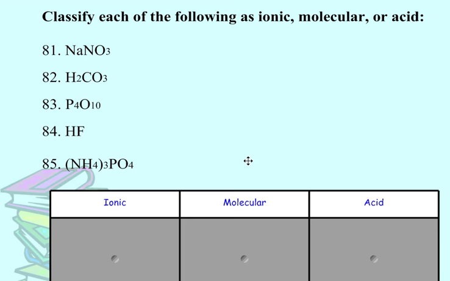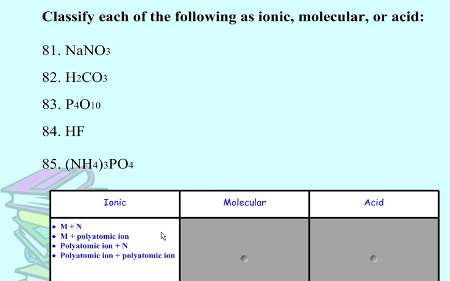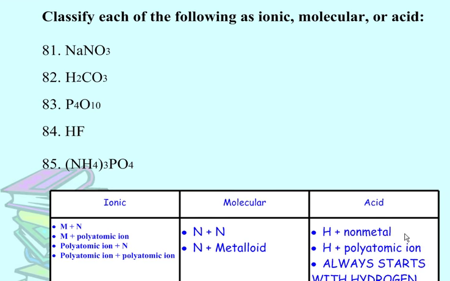Okay, number 81 through 85. It says classify each of the following as ionic, molecular, or an acid. Well, before we do that, we need to know what each of these are. An ionic compound, we said the 4 different combinations earlier. Molecular, we said it was between 2 nonmetals or a nonmetal and a metalloid. And acids. Acids always start with hydrogen. That's the best way to remember them. So it's going to be hydrogen in a nonmetal or hydrogen in some sort of polyatomic ion. Those are your 2 options. So looking at these 5 questions, let's figure out what the compounds are made of.